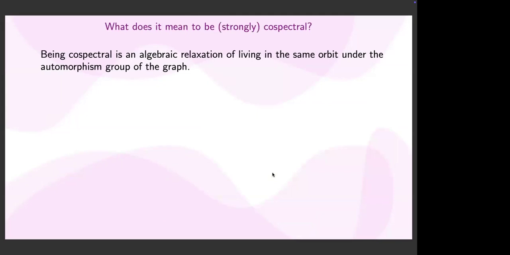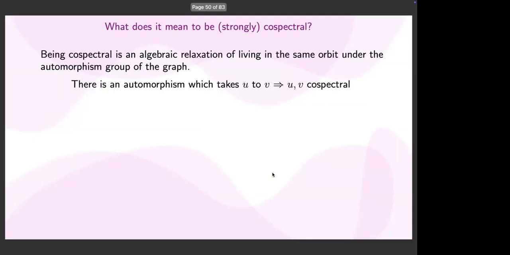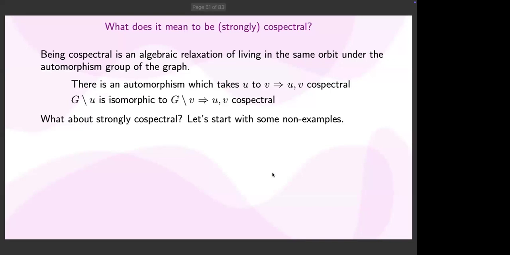So mathematically, being cospectral is just an algebraic relaxation of living in the same orbit under the automorphism group. It's like the natural next step. If there's an automorphism that takes u to v, then they will be cospectral. And in fact, if you delete either of these vertices from the graph, you get isomorphic graphs. These will already be cospectral. And then the definition of cospectral originally is that you delete the vertices from the graph, and the remaining graphs are not isomorphic, but they have the same eigenvalues. Then I say that those vertices were cospectral. And that's sort of how it is an algebraic relaxation.